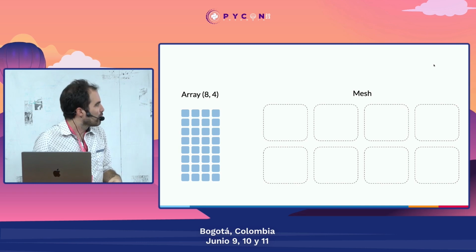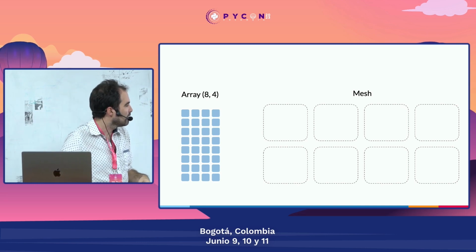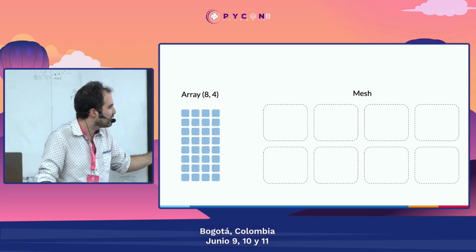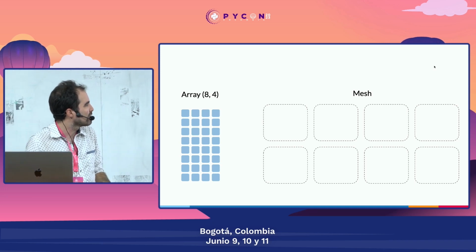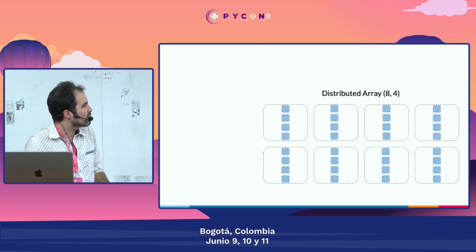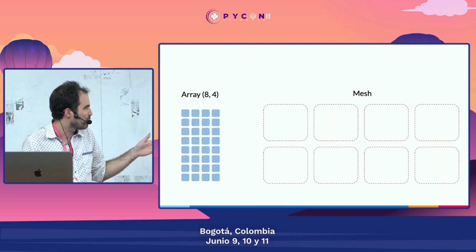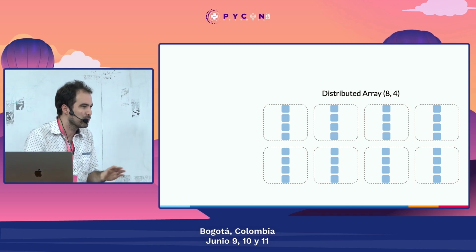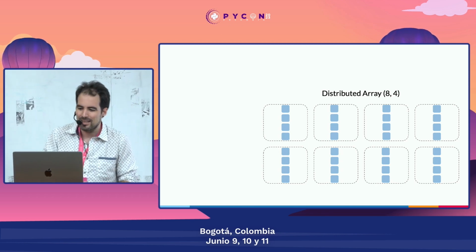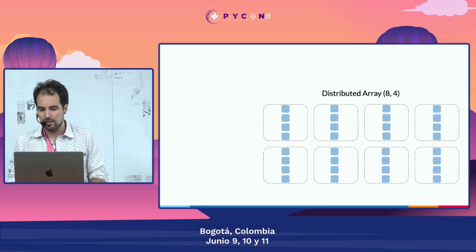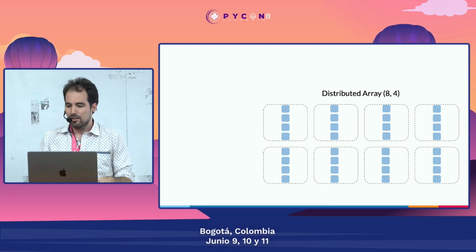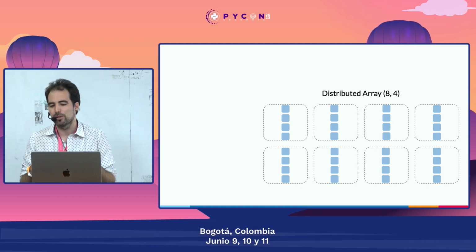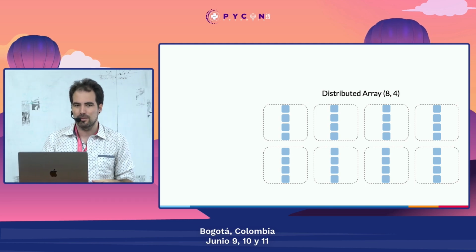So we're going to shard it. This is going to be very visual: we're just going to put each bit in each device. If we have this array in this mesh, this is going to be our distributed array. We did a very simple operation of just passing the bits to the different devices. And that's the distributed array. Note that locally they have a 1x4 shape, but globally they still have their 8x4 shape.